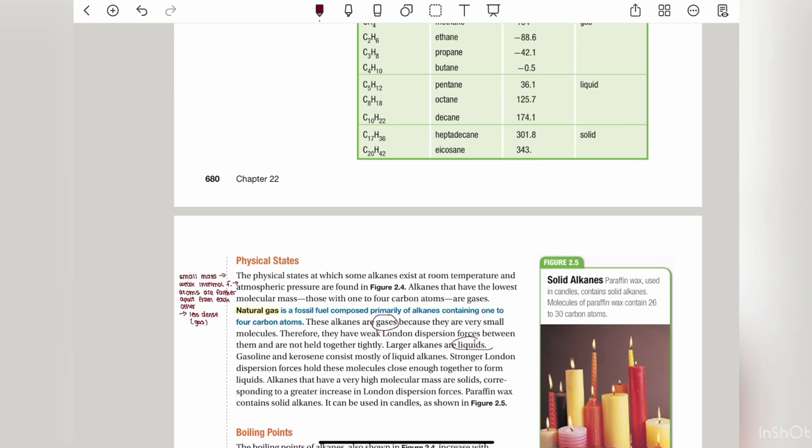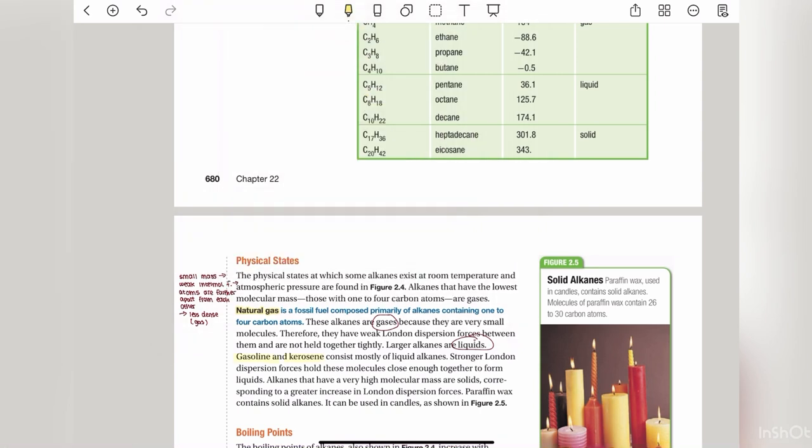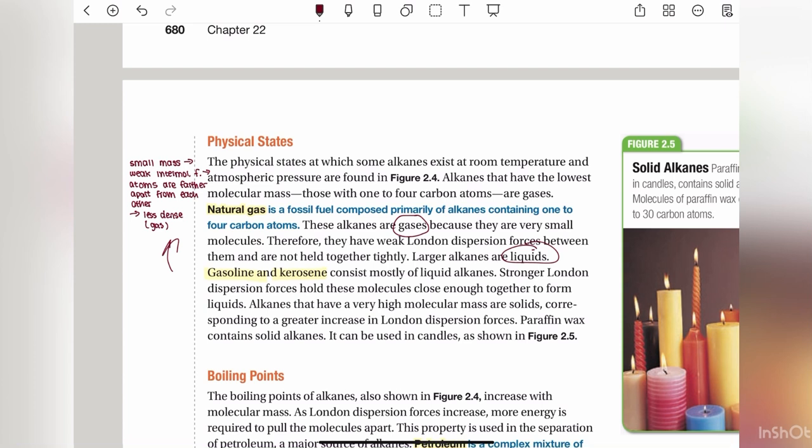Larger alkanes are liquids because they have a greater molecular mass. Gasoline and kerosene are examples, and they consist of liquid alkanes. Stronger London dispersion forces hold these molecules close enough together to form liquids. So yeah, it all comes back to this cause and effect. Alkanes that have a very high molecular mass are solids, corresponding to a greater increase in London dispersion forces, meaning that atoms are held together more tightly, and so the substance is more dense, and so it's a solid. Paraffin wax contains solid alkanes that can be used in candles, as shown in figure 2.5.